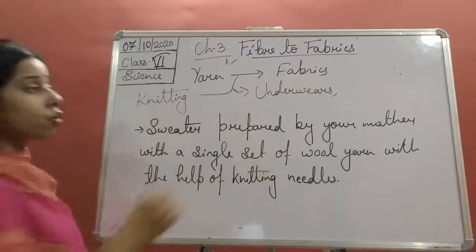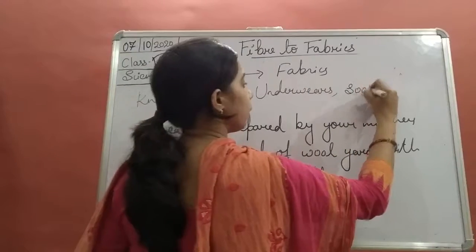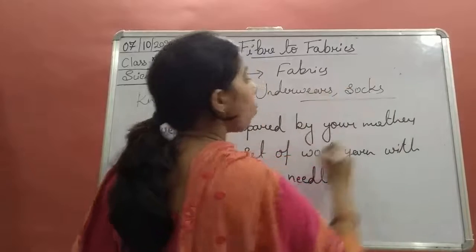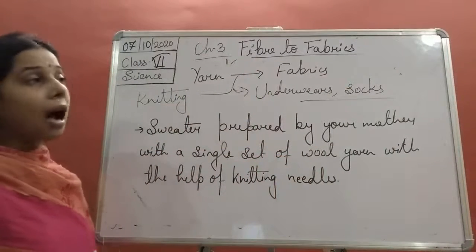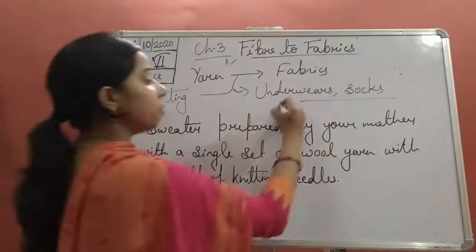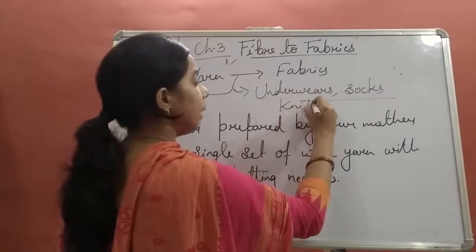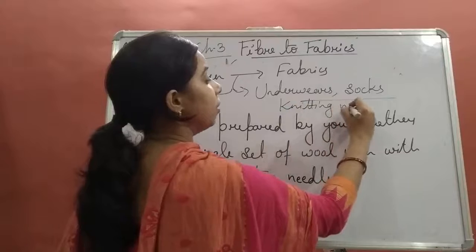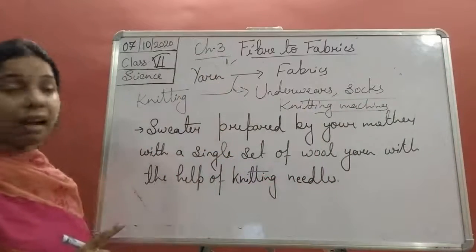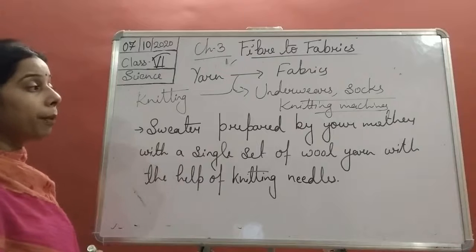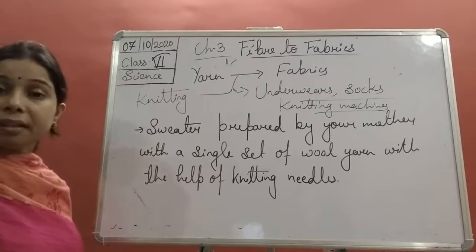Lots of other examples are there, students, like underwear, or socks. You have seen that all these are made up of only one set of yarn, and they are made with a knitting machine. So these are prepared with the help of a knitting machine.